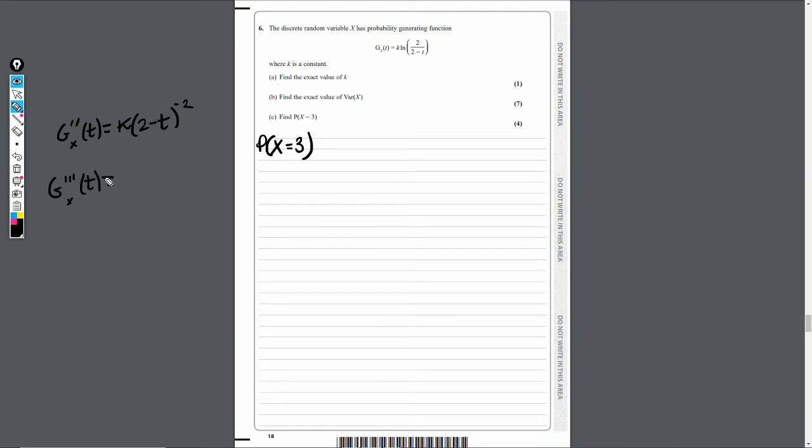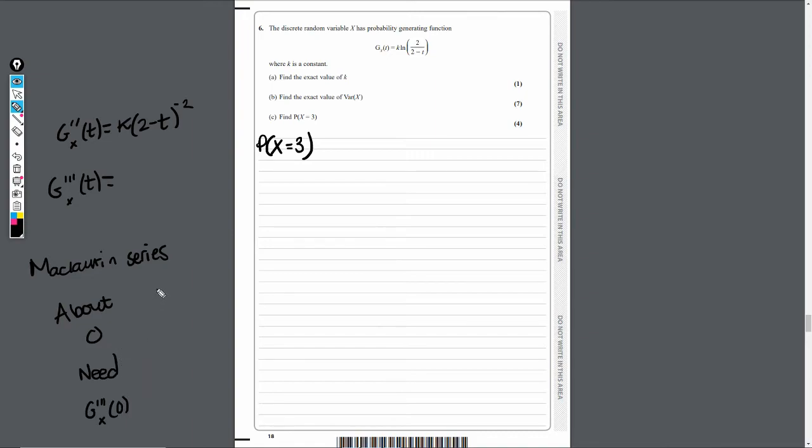And once we've got this third derivative, we can use the coefficient of t cubed using the Maclaurin series. And remember, the Maclaurin series is about the point 0, okay? About 0. So if it's about 0, that means we're going to have to sub in t equals 0 for our final probability, okay? So we need now g prime prime prime of 0, okay?